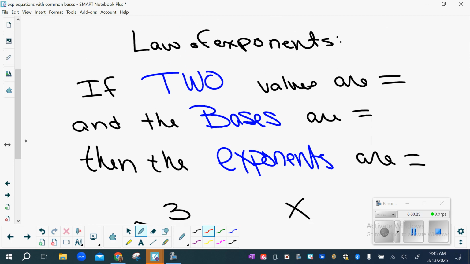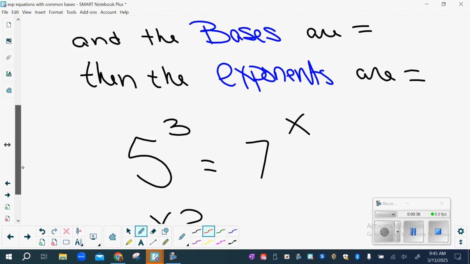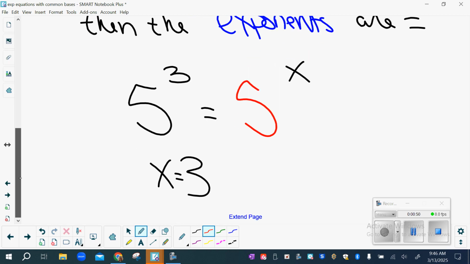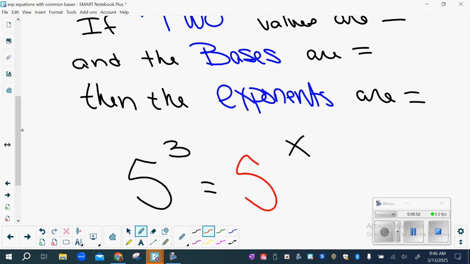If you have two things, one on one side and one on the other, and they have the same base, then their exponents have to be the same. And you're like, what? Let me show it to you. If I have 5 to the third equals 5 to the x, the bases are the same, then x has to be 3. There's nothing else it can be because they are the same.